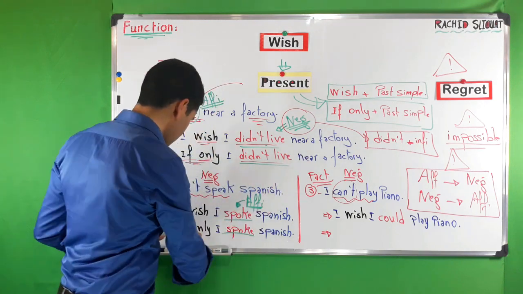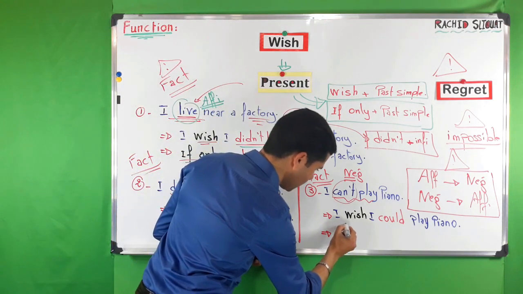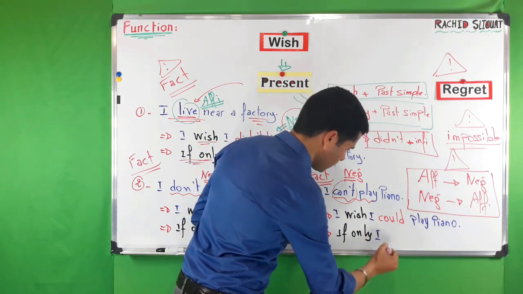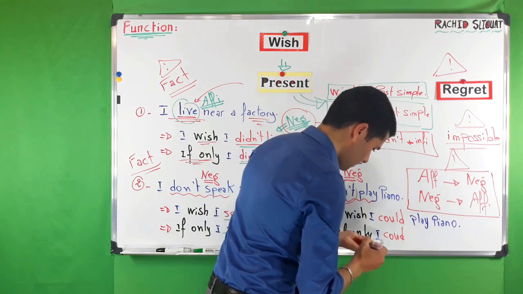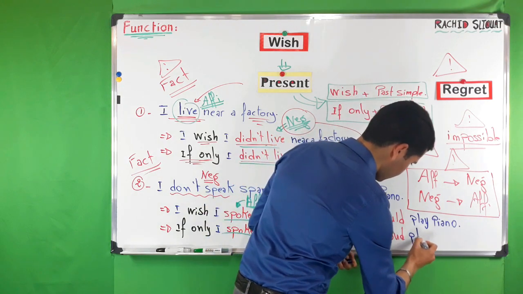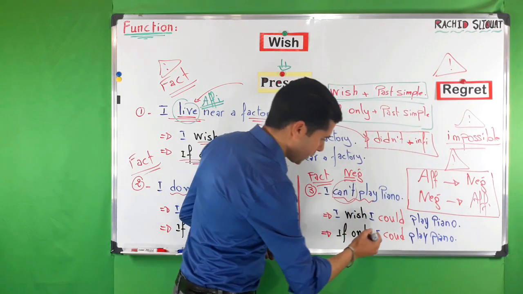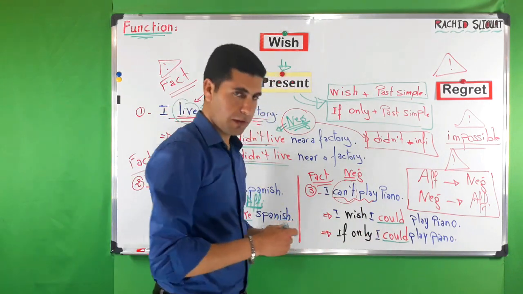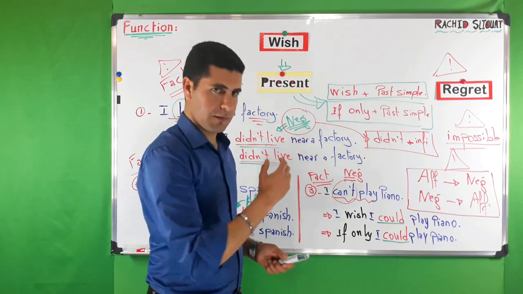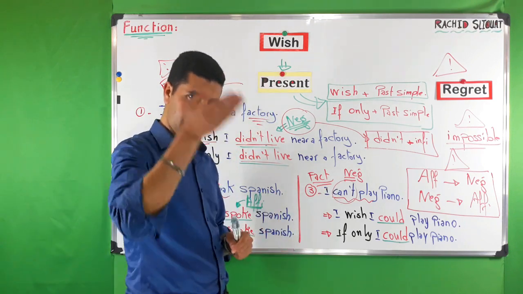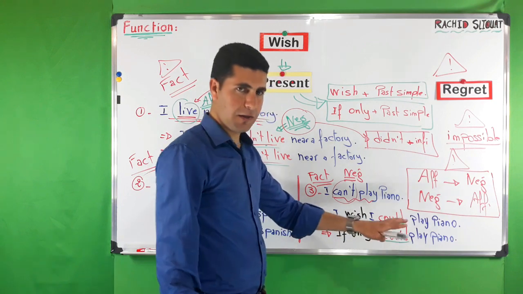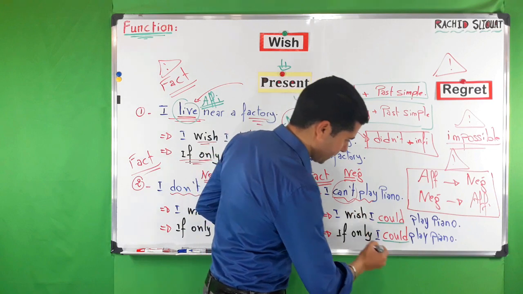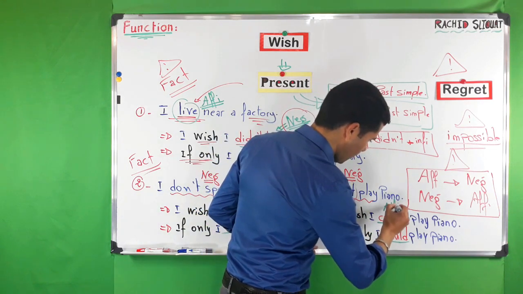Or number 2, we can say, for example, if only I could play piano. Okay? So here we have could. As you can see, it is in the affirmative, okay? It is affirmative. Why? Because here we have negative. So can is in present. In the past it becomes could, okay? In the past could, okay? So this is actually how we express a wish. So this is affirmative, okay? This is, as I said, affirmative, okay?